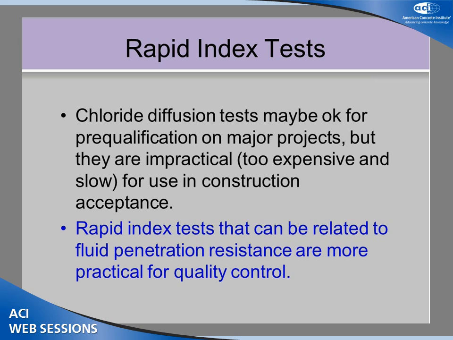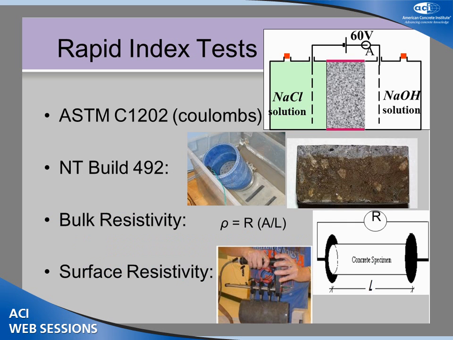It's great if you've got time on a major project for pre-qualification and for implementing service-life modeling to see if you're going to achieve your service life, because typically diffusion is one of the input parameters. But for construction acceptance, it's completely impractical because it's just too slow for use. So we need rapid test methods that are practical for quality control.